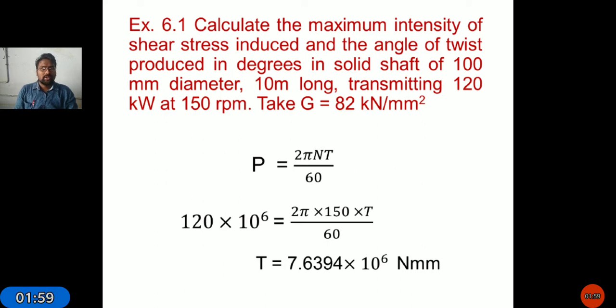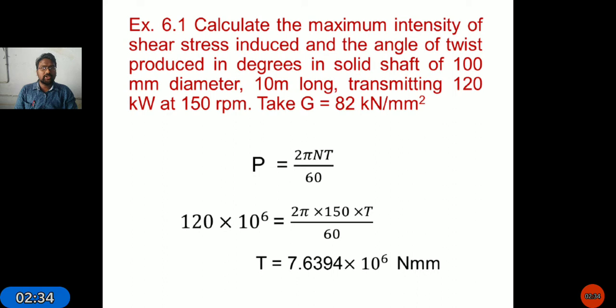So the length of the shaft is 10 meters, which converts into mm as 10 into 10 cube mm. Next, transmitting 120 kilowatts, that is 120 into 10 cube watt. Next, speed is 150. Next, modulus of rigidity is 82 kilonewton per meter square. After completing the required given data, we need to identify the required data. What do we have to find out?